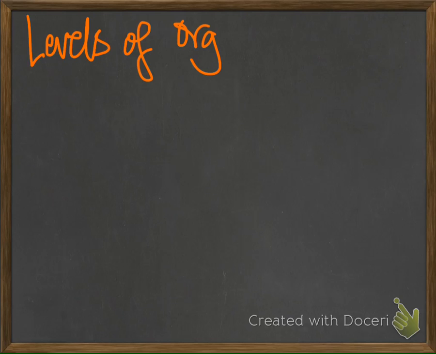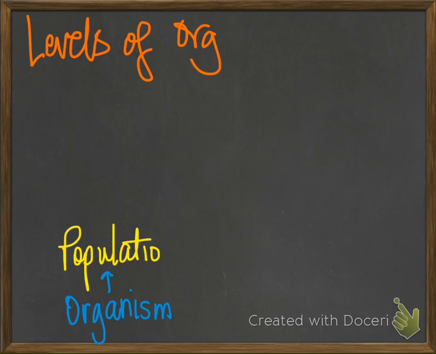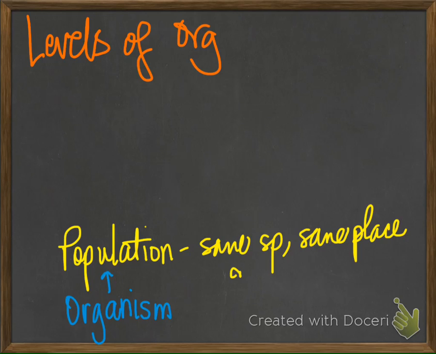So these are also the areas of ecological study. I'm going to start at the bottom here. You could start with organismal ecology, organism. Or you could look at a population. And a population is a group of organisms, all the same species, in the same place, at the same time.